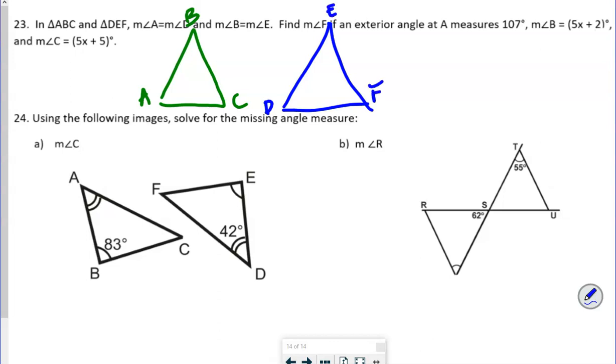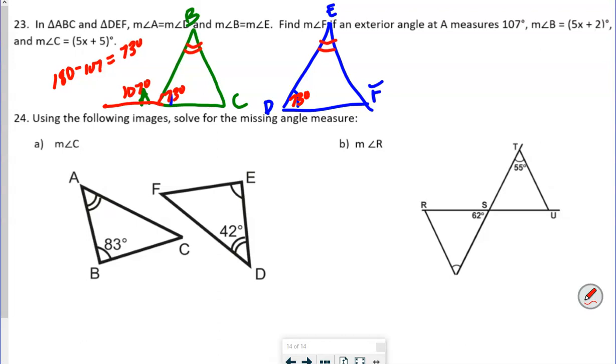It tells us in this that A is congruent with D, right? That B is congruent with E. And then it tells us find F if an exterior angle at A measures 107 degrees. So if this is 107 here, then we could find that interior angle, right, by doing 180 minus 107. That would be equal to 73 degrees, right?